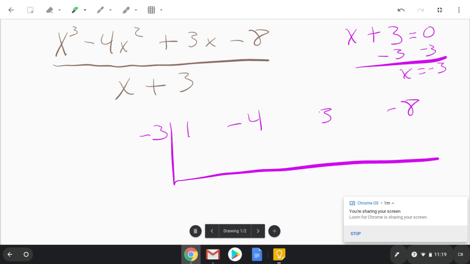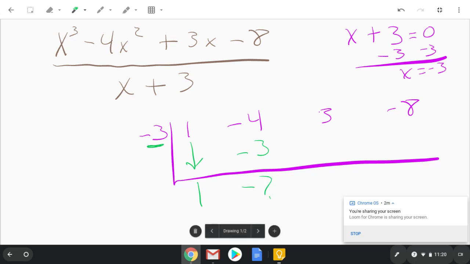So the process goes like this. You're going to bring down your first one, and that's just going to be a 1. Now's where we're going to be doing multiplication. You're going to do -3 times this +1, and that's going to give you -3. And that goes there. Then you're going to add up these terms. So the -4 plus -3 gives us -7.